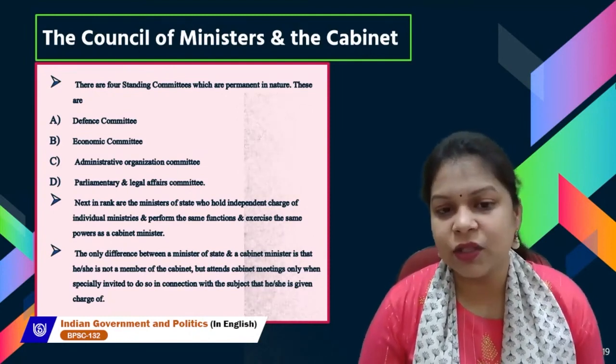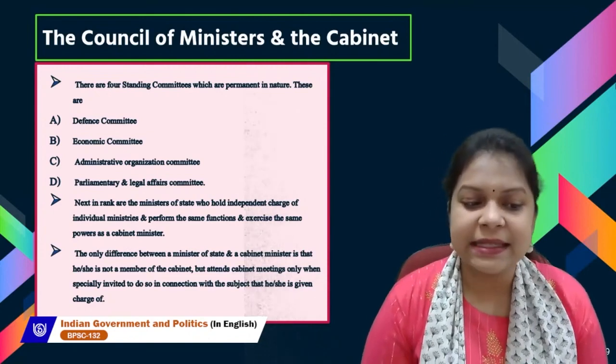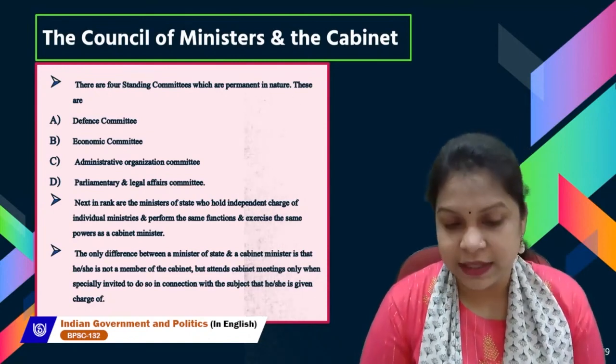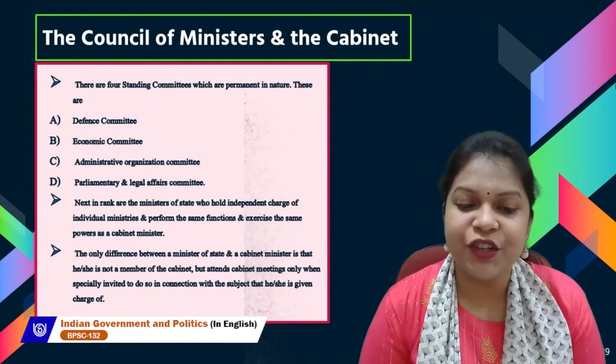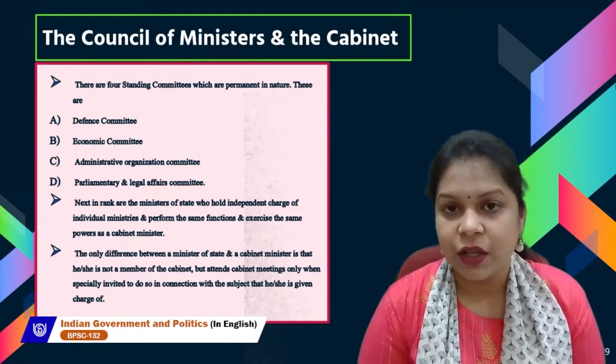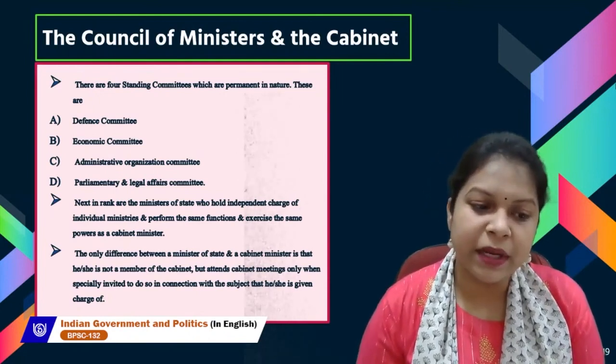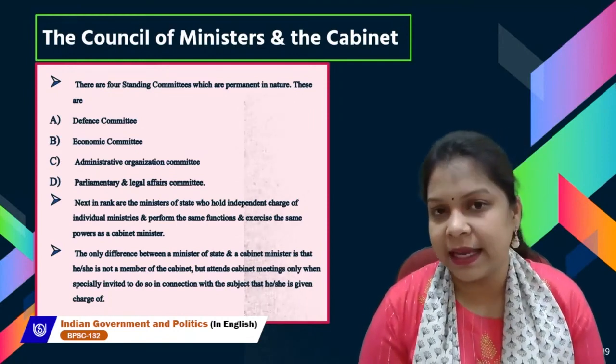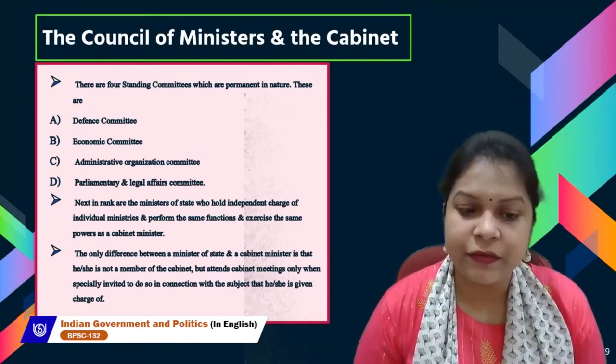So this is all about the cabinet. Next in rank are the ministers of state who hold independent charge of individual ministries. So next come the ministers of the second rank, that is the ministers of state.